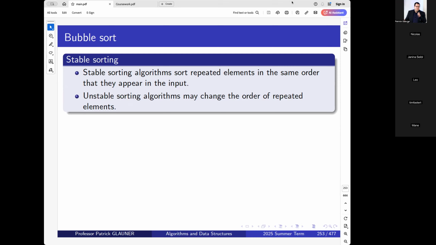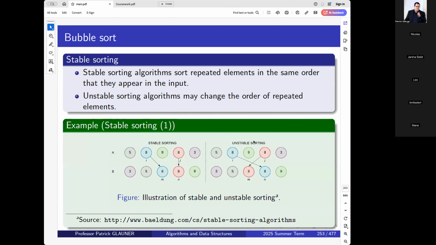For integers, this doesn't make a difference, but maybe imagine these are more complex objects and you're sorting them based on some criteria or some of their properties. So stability is something that is oftentimes desired. And the bubble sort is stable. We will later see more sorting algorithms that are stable and some that are not stable.